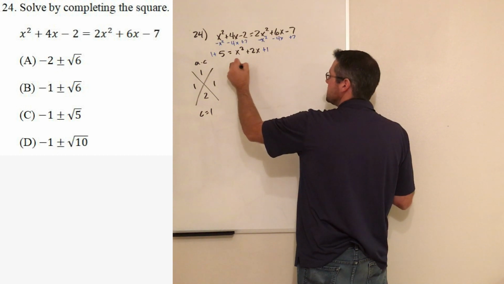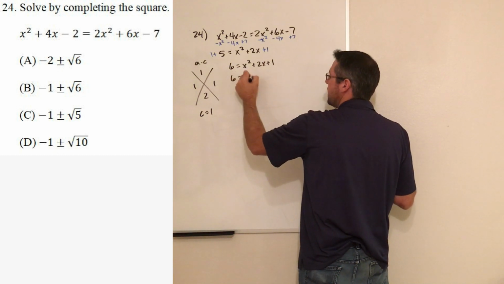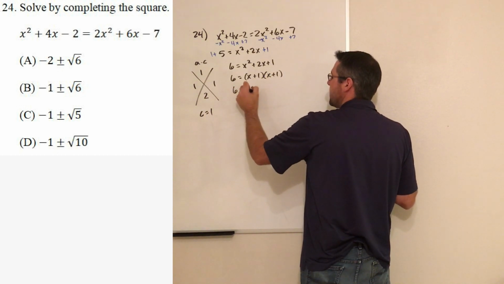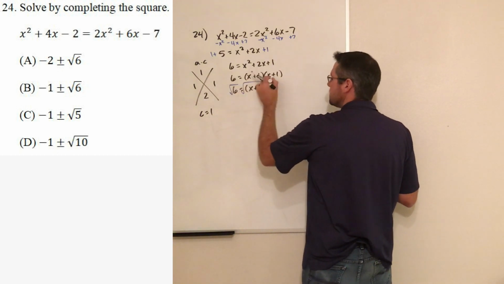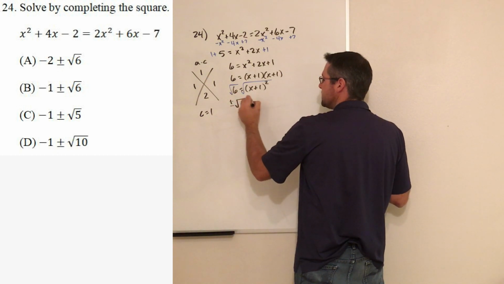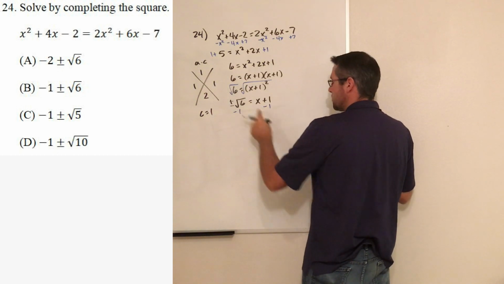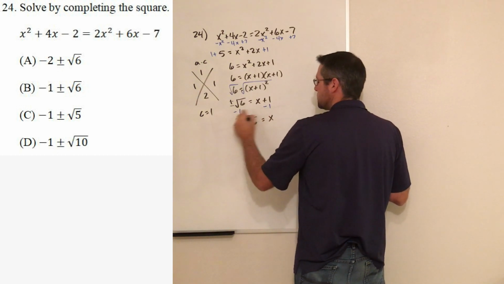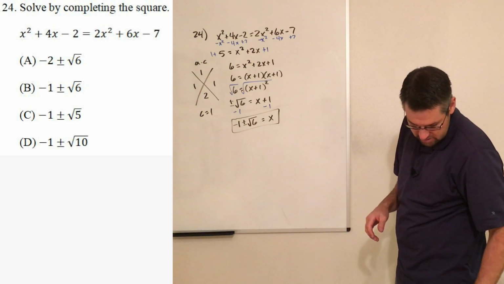As a result, we get 6 equals x squared plus 2x plus 1. And then when we go to factor the right-hand side, we end up with x plus 1 times x plus 1, which can simplify to x plus 1 squared. From there, we're going to square root both sides in order to solve this. So remember, whenever we do a square root, it's plus or minus radical 6. And then on the right, we get x plus 1. We'll subtract 1 from both sides. These are not like terms, so we just have to leave it as negative 1 plus or minus rad 6 equals x. And that is our answer for number 24, which is C.